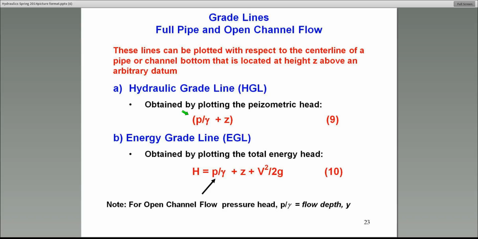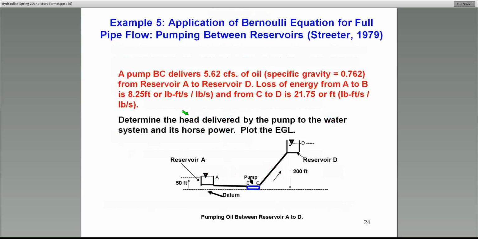Okay, so if you take a boat and ride along a river system, you're riding along the HGL. You can't do that in a pipe system because the pipe system is under pressure. I've set up a small example to show you how the Bernoulli equation is used.